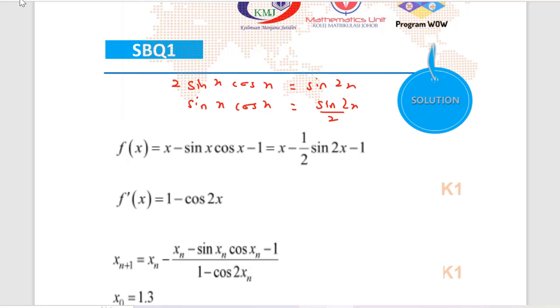So, from here, you just differentiate x, you get 1. And then differentiate 1 over 2 sin 2x, you get cos 2x. And then minus 1, differentiate minus 1, we get 0. So, we get this one. So, you can get K1.